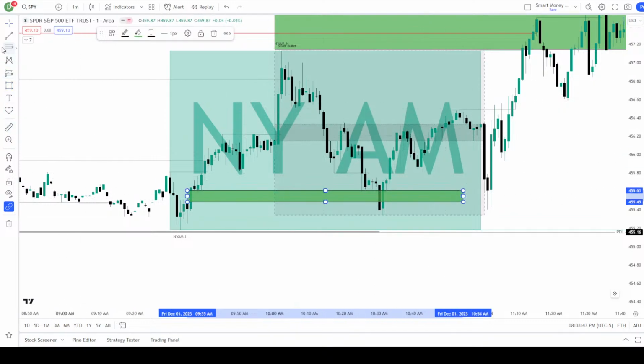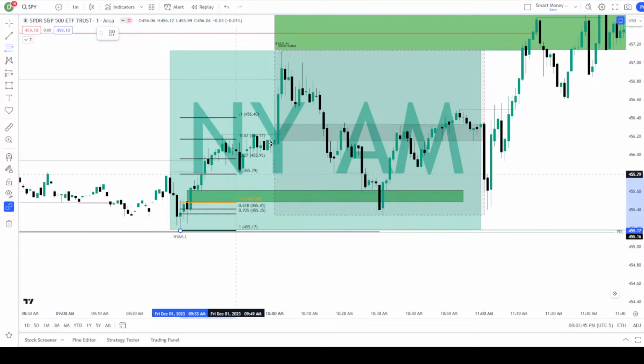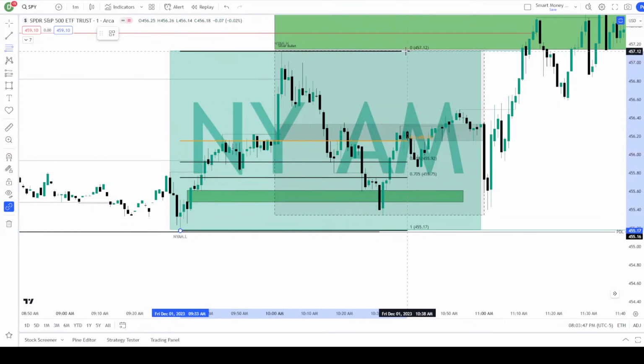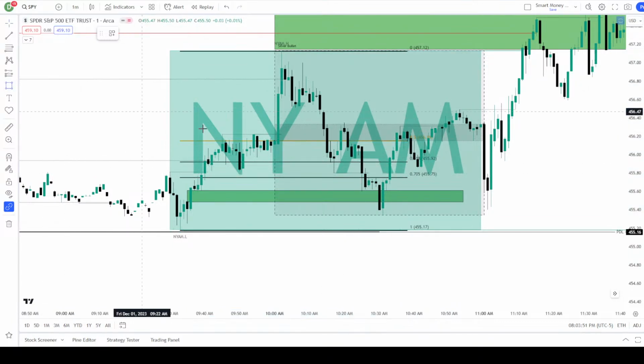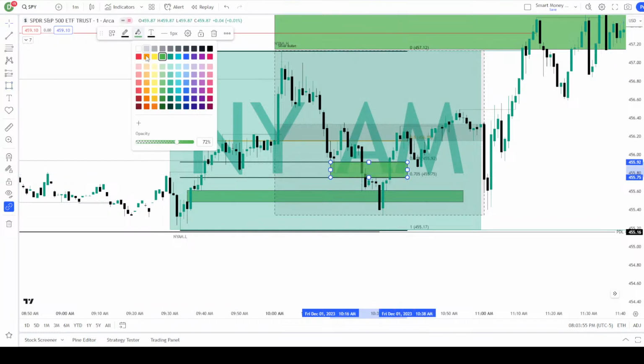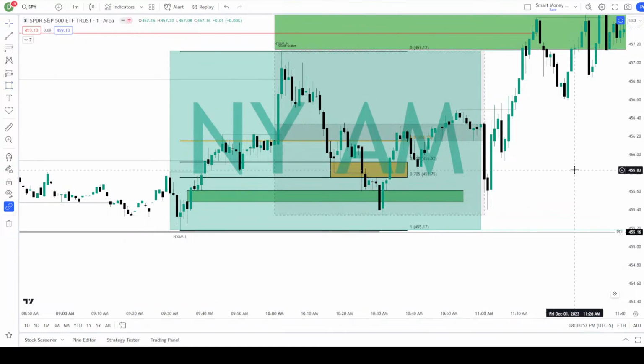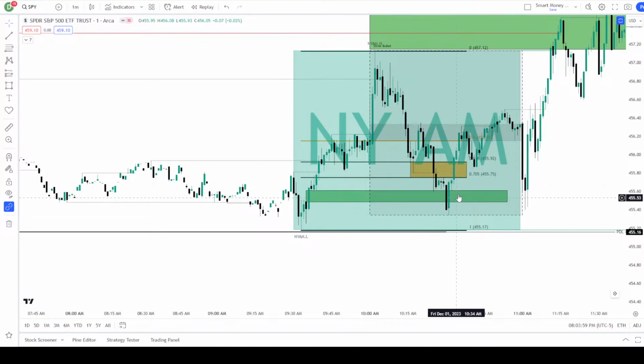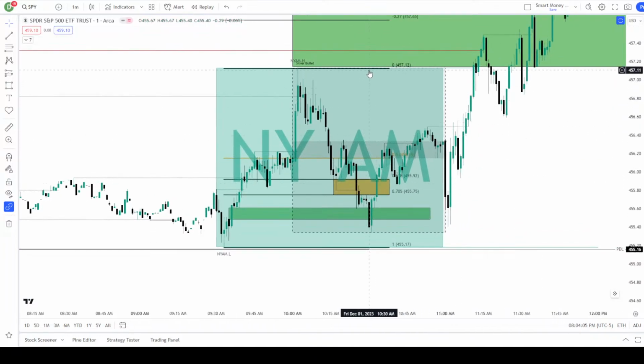Okay, there was our fair value gap. Here was our swing high, swing low. Okay, we traded through. Right here is our optimal trade entry. We traded through it and we traded down into a fair value gap. Either one of these would be just fine entries, and then you're targeting the previous high at 0.